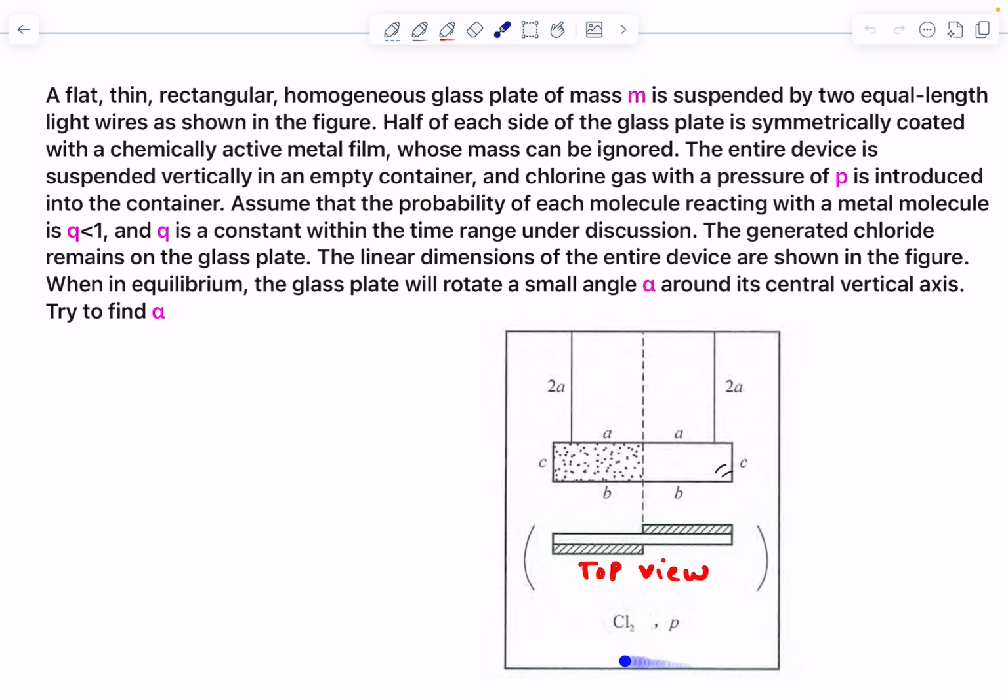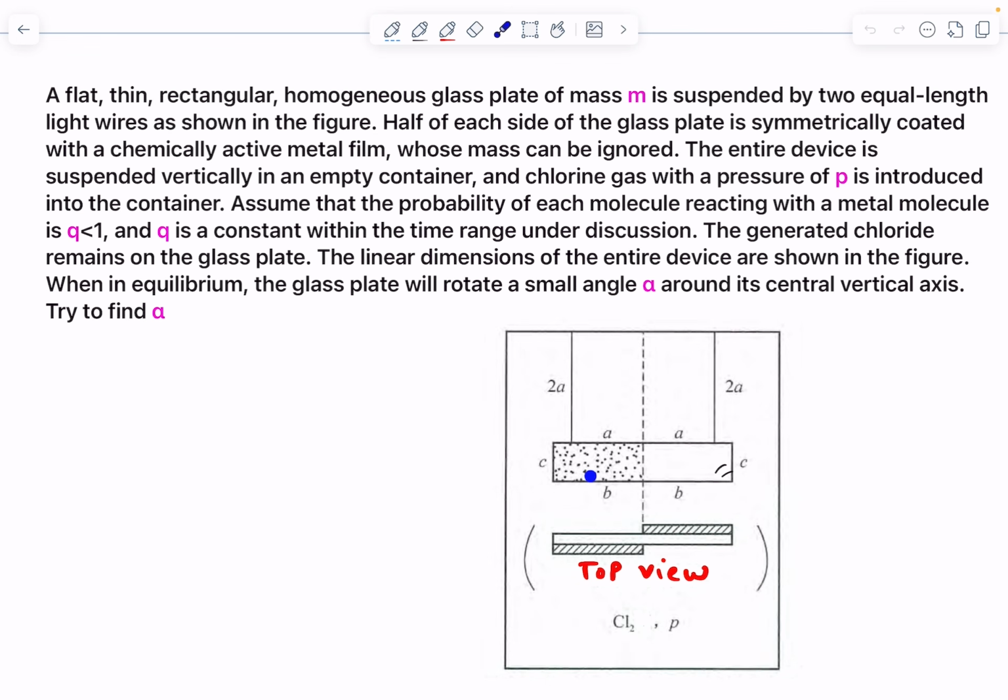So this is the side view of the situation. These are the two wires that they're talking about, and their lengths are given to be 2a, and this is the glass plate that hangs vertically. Now half of each side of the glass plate is symmetrically coated with a chemically active metal film whose mass can be ignored. That is what they have depicted using these dots.